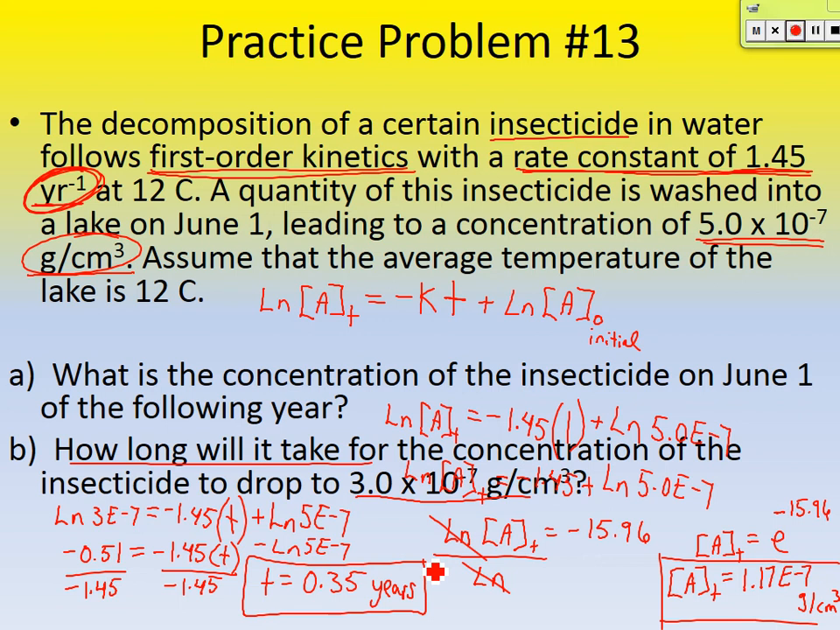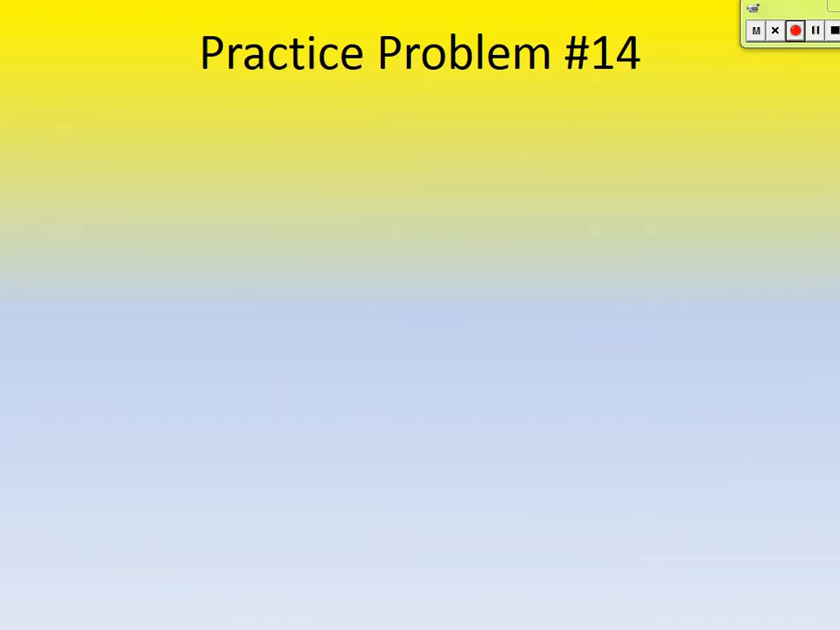Okay, there's a lot to it, isn't there? But can you see the value of this for a chemist? I hope so. You can figure out the concentration of this substance at any time period throughout the year with the integrated rate law. All right, so let's see if we did get it right. I'm sorry about writing over the top, but I think we did, right? 1.17 times 10 to the minus 7th and 0.35 years. So we did get it right.